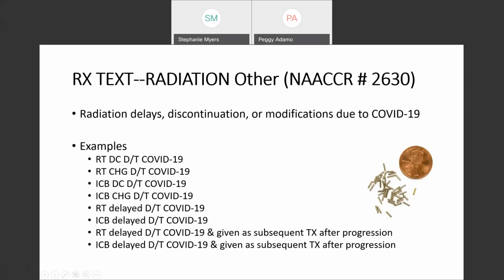When there's documentation available indicating that the initiation of brachytherapy or systemic therapy or any type of radiation other than beam was delayed because of the pandemic, you can record RT delayed due to COVID-19 or ICB delayed due to COVID-19. When any of these types of radiotherapy other than beam was recommended before but was given after disease progression, you can record RT delayed due to COVID-19 and given as subsequent treatment after progression, or if it's intracavitary brachytherapy, you can record ICB delayed due to COVID-19 and given as subsequent treatment after progression.